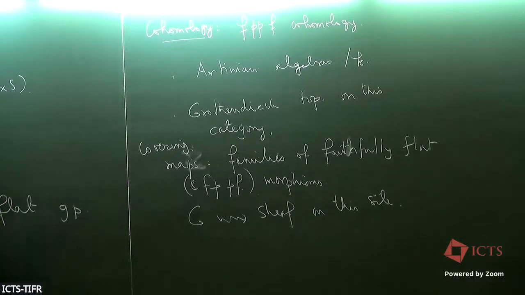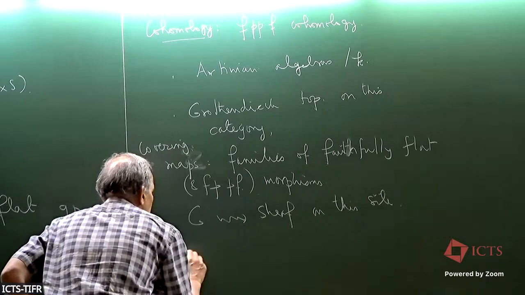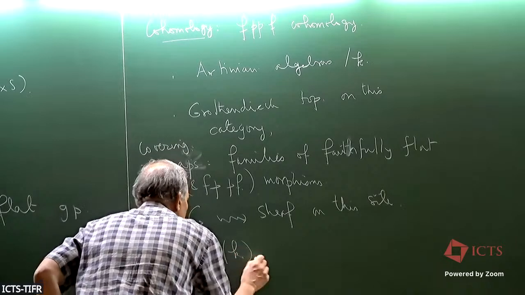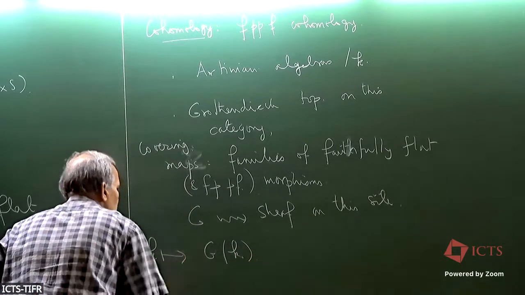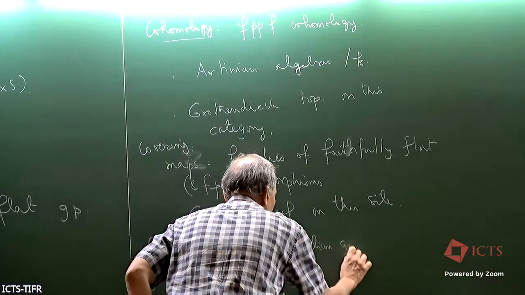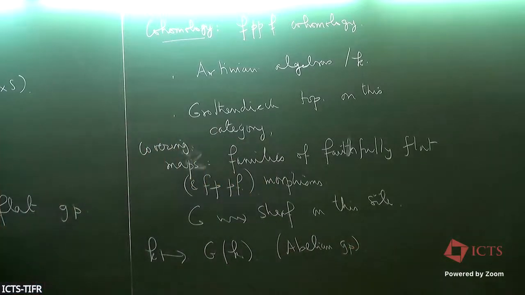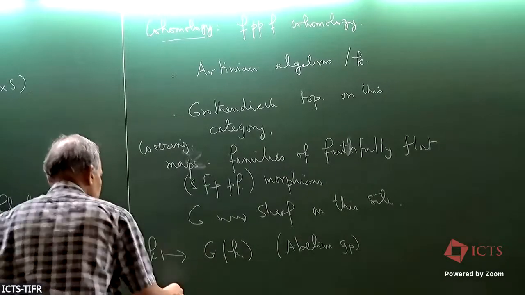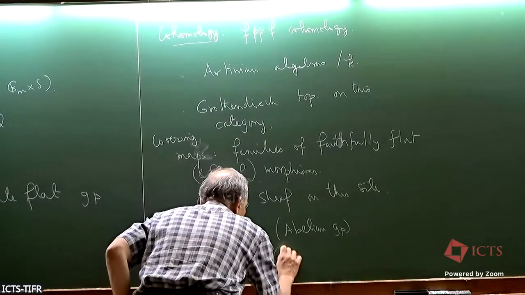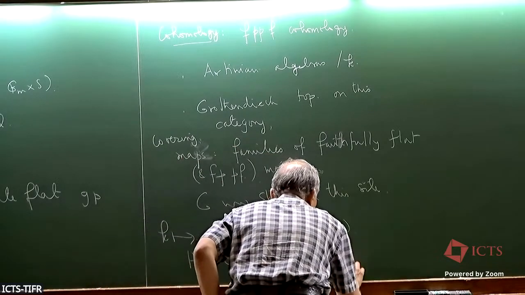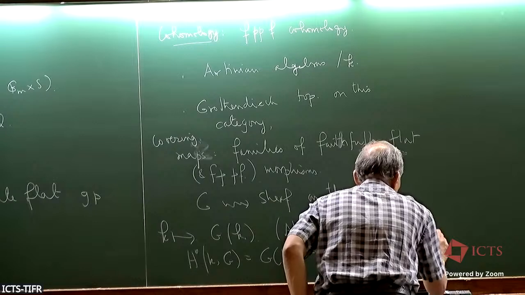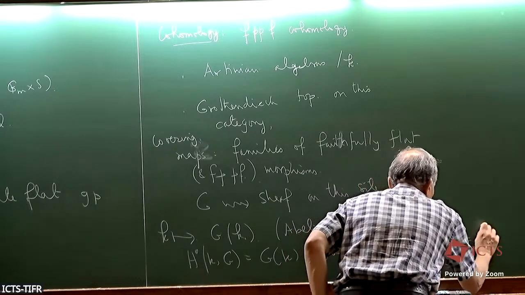And so what you can do is, you can look at the points of G_K, take the functor to the category of abelian groups, and take the right derived functor. So this is my H^0(K, G), which is my G(K). This is left exact. And take H^i(K, G) to be the right derived functors of this.